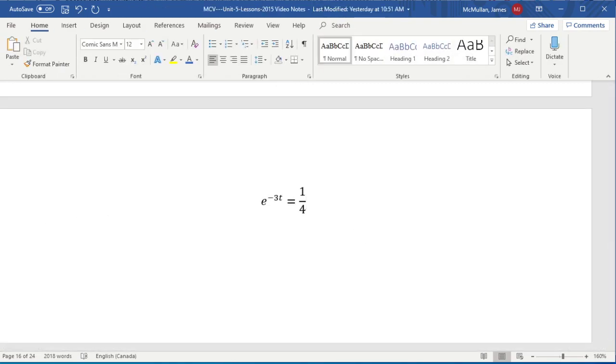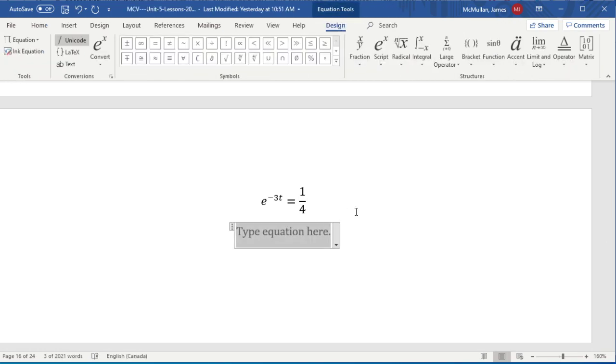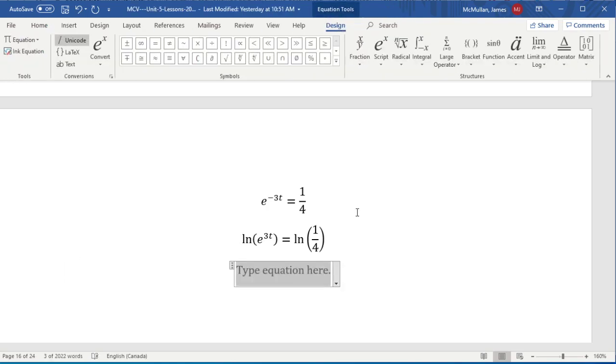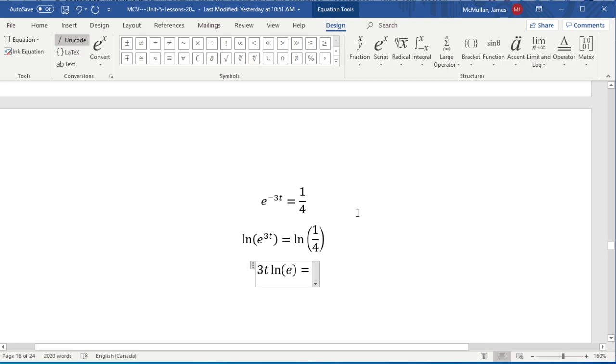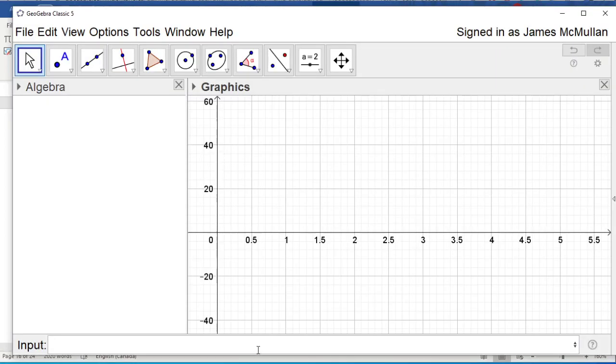And so, how do I get that 3t down out of the exponent? I'm going to take the natural logarithm of both sides. What happens when I do that? On the left side, the 3t comes down to the front, because an exponent can move down to the front. And on the other side, I get a number. So what is that number? What's ln of 1/4? Let's just round it for now, negative 1.38629.